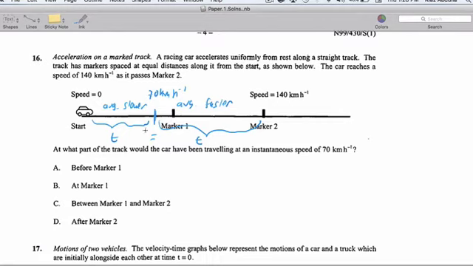It's going to take me more distance to go from 0 to 70, because I'm traveling on average slower, so I'm going to cover less distance in the same amount of time as going from 70 to 140, because I'm on average faster for that second part. So it turns out the answer is A, before marker 1 is when I'm going to actually achieve that speed. It's a really good trick question.